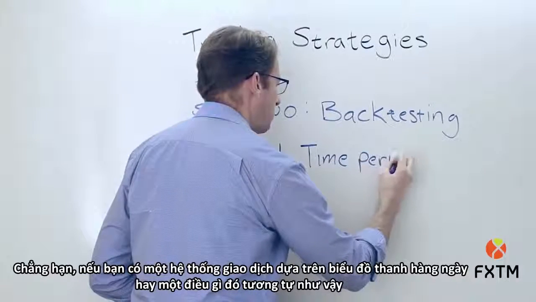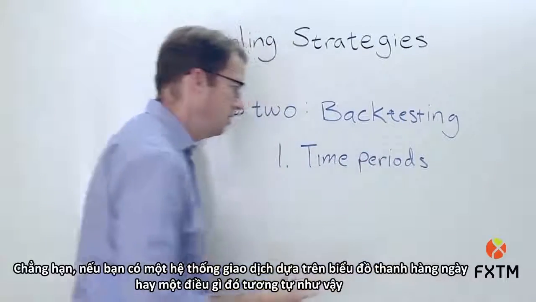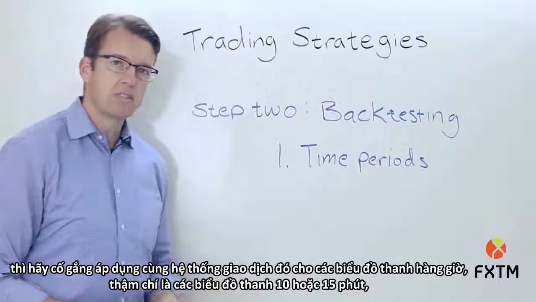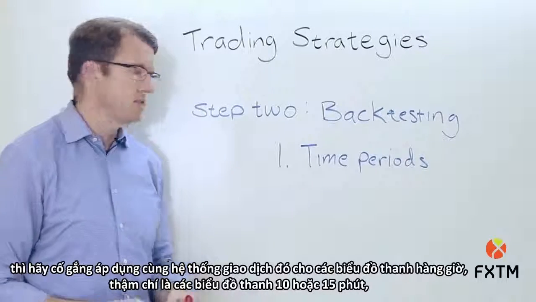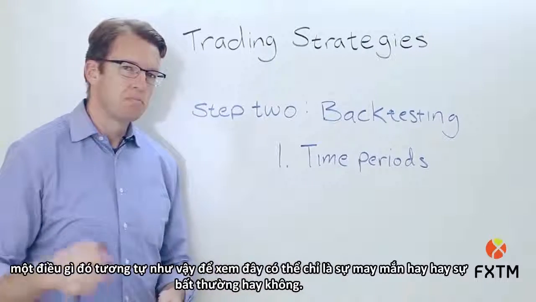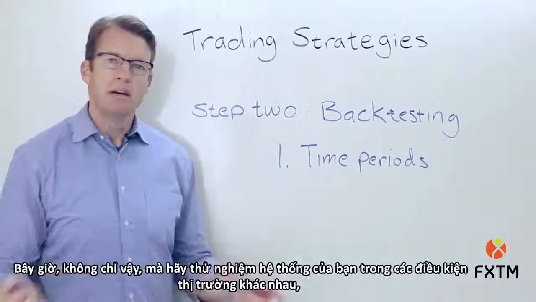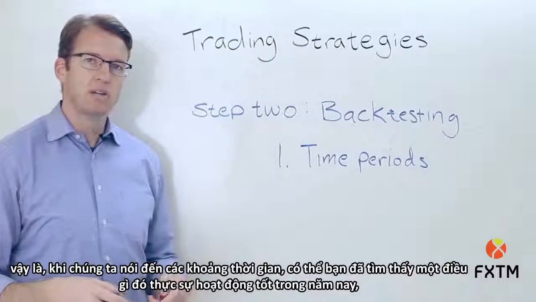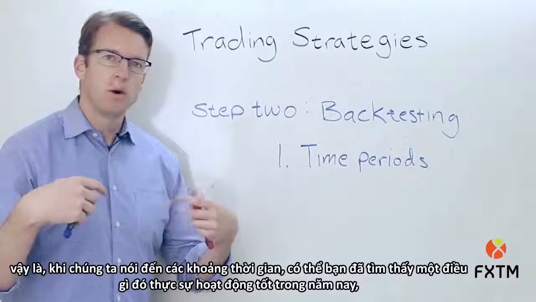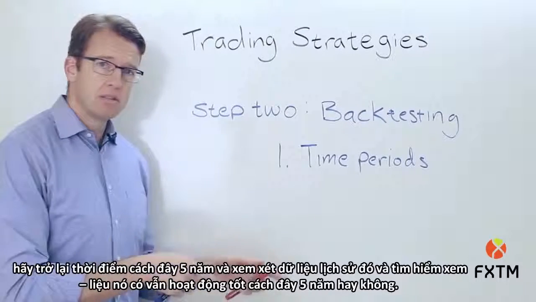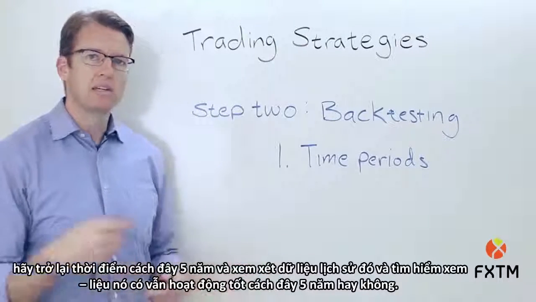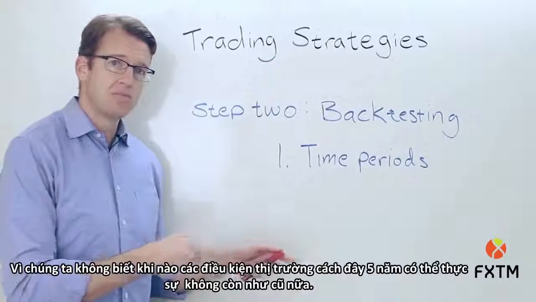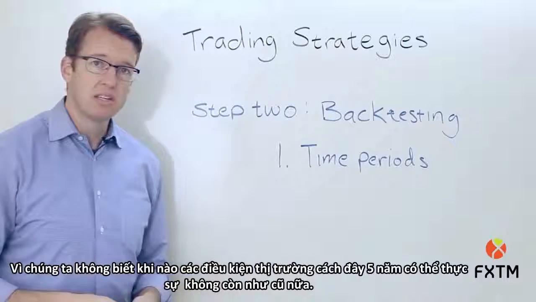So for example, if you have a trading system that relies on daily bars or something like that, well, try to apply the same trading system to hourly bars or even 10 or 15 minute bars, something like that, to see whether or not this may be just a fluke or an anomaly. Now, not only that, but also test your system over different market conditions. So when we say time periods, well, you might have found that something worked really well this year. Well, go back 5 years in the past and look at that historical data and see, did it still work 5 years ago as well? Because we don't know when the market conditions of 5 years ago may actually wind up reasserting themselves.